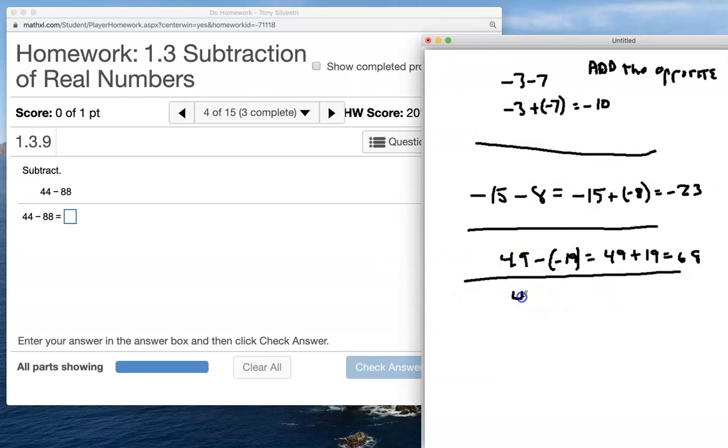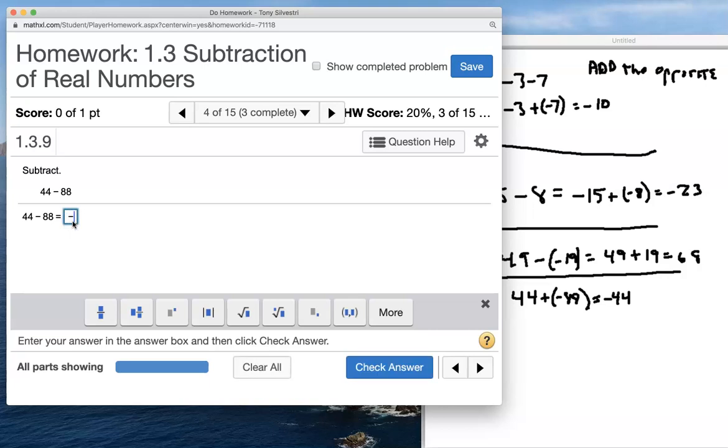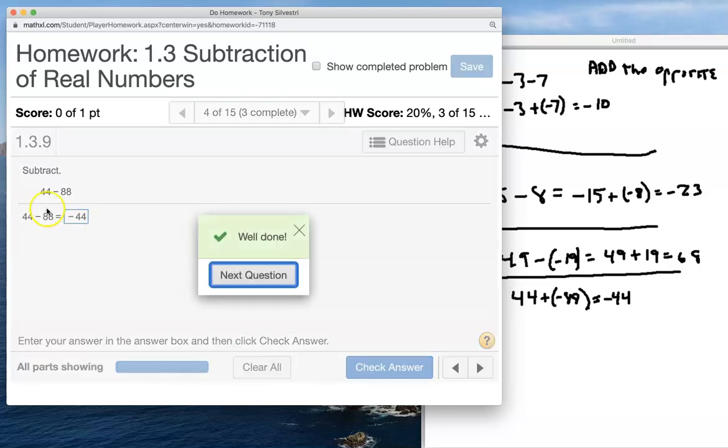I'll do one more, 44. And you know what? Let's add the opposite. Change that minus to a plus. Now you're adding a negative 88. Okay, so we're going to subtract the absolute values. 88 minus 44 is 44. But you keep the sign of the bigger absolute value, negative 44, because 88 had the bigger absolute value, and that happened to be negative. So negative 44, enter. Nice.